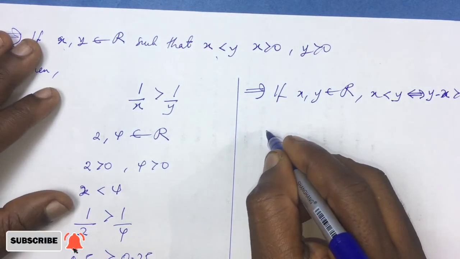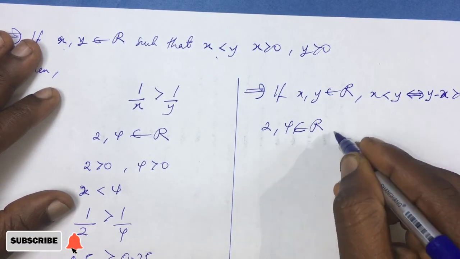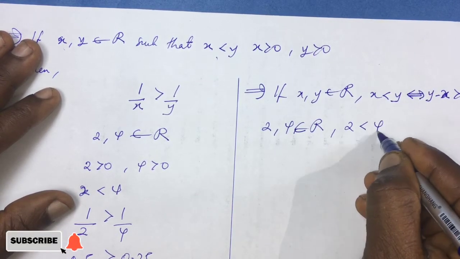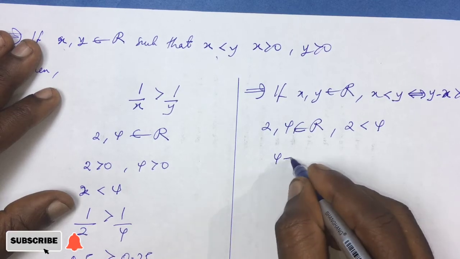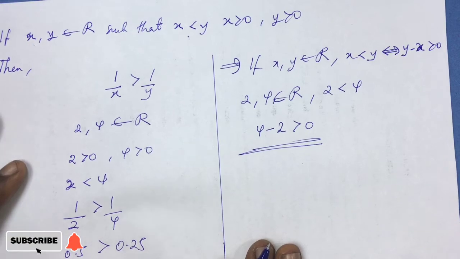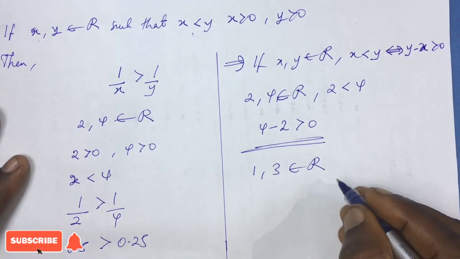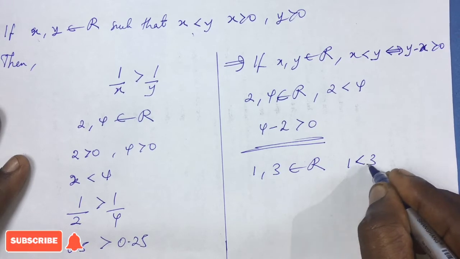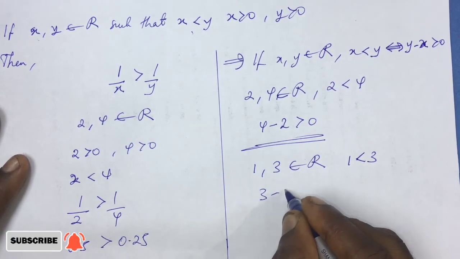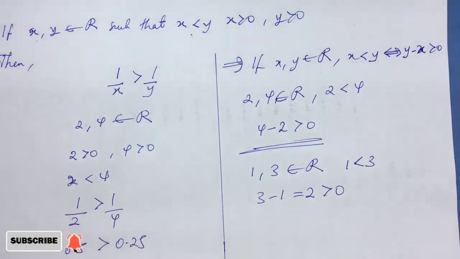Look at it critically again. If you select 2 and 4 that are members of R and 2 is less than 4, what does it mean? It means that 4 minus 2 will be greater than 0, and that property is true. Again, if you select 1 and 3 that are members of R such that 1 is clearly less than 3, notice that 3 minus 1 will be equal to 2, which is greater than 0. So that property is true.